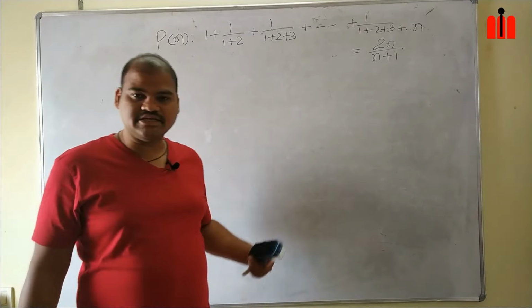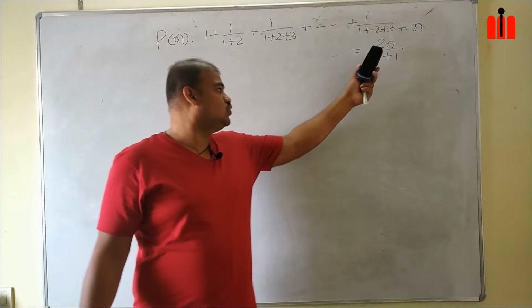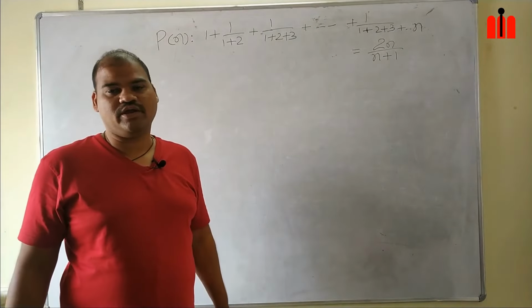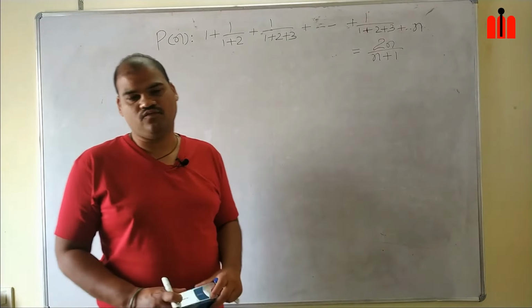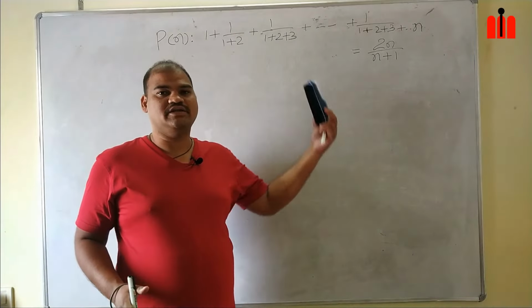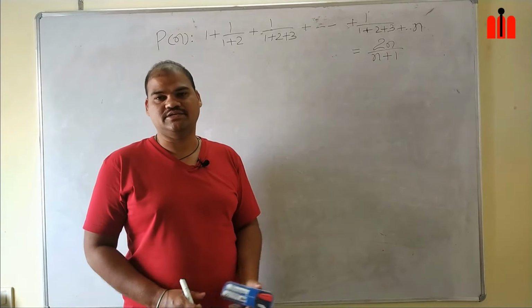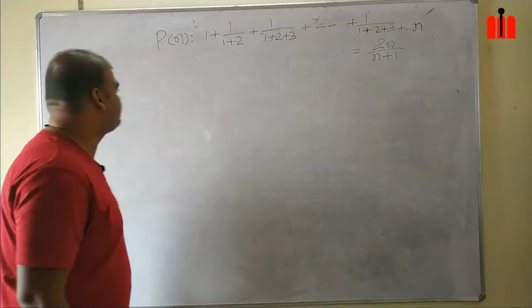Now what is my RHS? My RHS is 2n/(n+1). Okay, 2n/(n+1). This I have to prove, that this LHS is equal to RHS. Okay, now let's get started.